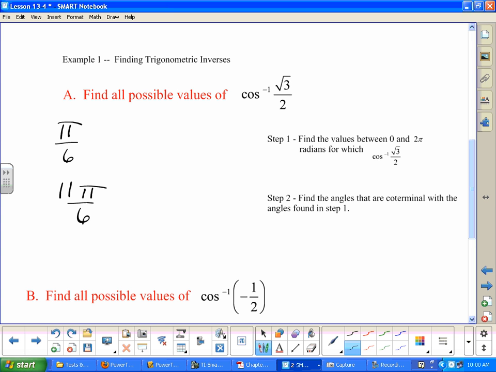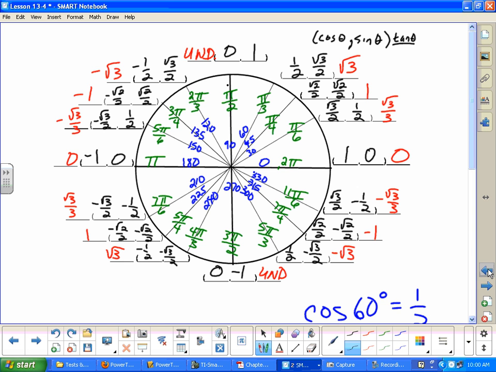Well, let's think about it then. If I go back here and look at the unit circle, if I have this answer at pi over 6 here, for square root of 3 over 2, well, if I go around the circle again to that spot, it still equals square root of 3 over 2, doesn't it? And if I go around it again, it still equals square root of 3 over 2. Well, how far am I going to get back around to that spot?